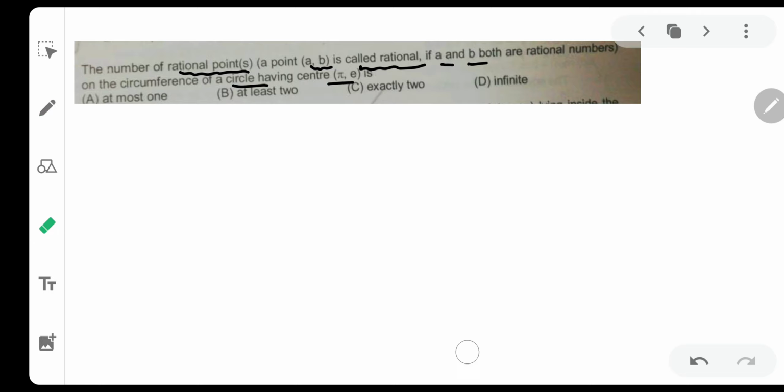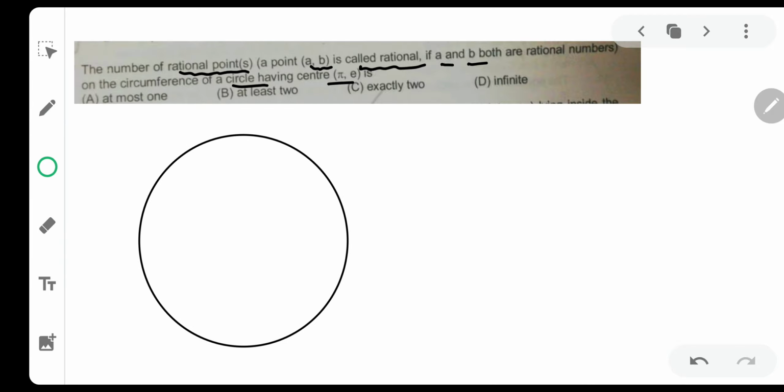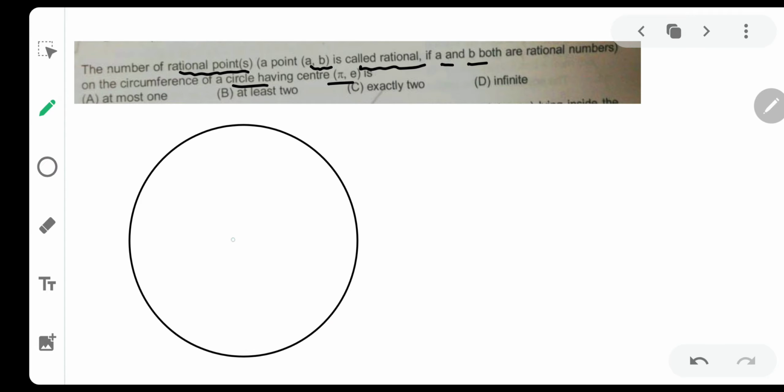Okay, so in order to make you understand the idea behind this question, let me explain that you have a circle, and the center of this circle is nothing but (pi, e). This is your center. Now let me say that there are, for instance, two such points which are lying on the circumference of the circle. Let me say one point is A and the other point is B, and both are rational points.